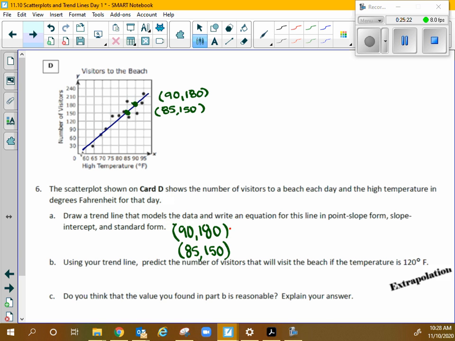And my slope. 30 divided by 5. 6. So y, don't worry about it. y minus, let's use 90, 180. y minus 180 equals 6 times x minus 90. Okay.